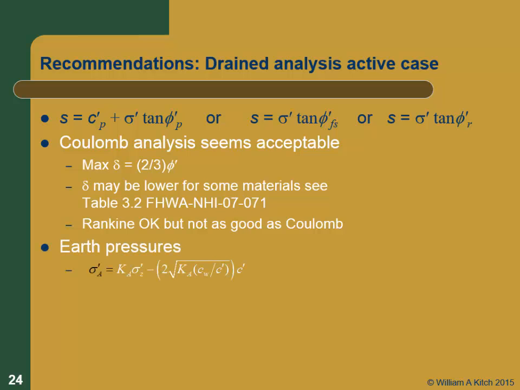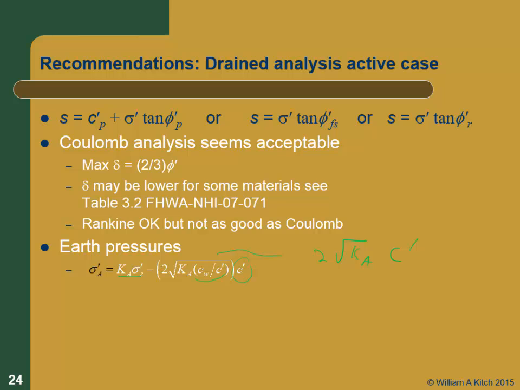And so what are you going to do for the earth pressures? If there's a cohesion term you're actually going to use, then your earth pressure is going to be Ka times sigma z prime. Again, you're going to be subtracting twice the cohesion. Remember, this part of the equation would normally be 2 times the square root of Ka times c, c prime in this case.